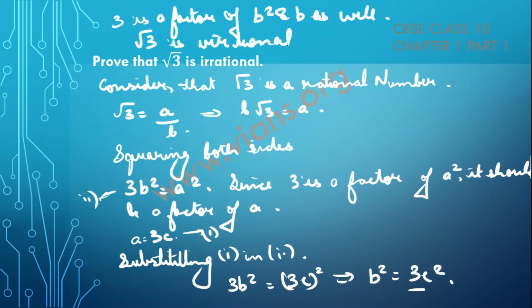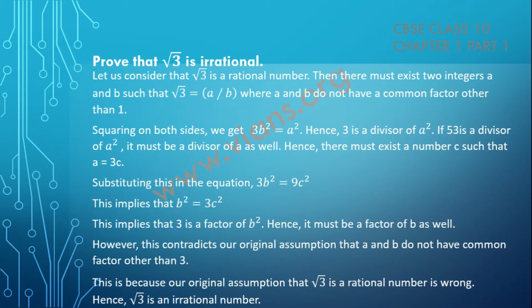We have proved that. Alright, so that's the solution to this particular problem. If you go to the next slide, that's what I've written over here. Let's consider that root 3 is a rational number. Then there exist two integers a and b such that root 3 is equal to a by b, where a and b do not have a common factor other than 1. We square on both sides, we get 3b squared is equal to a square.